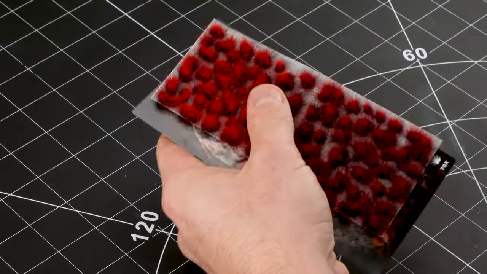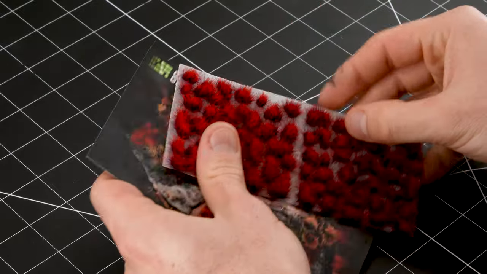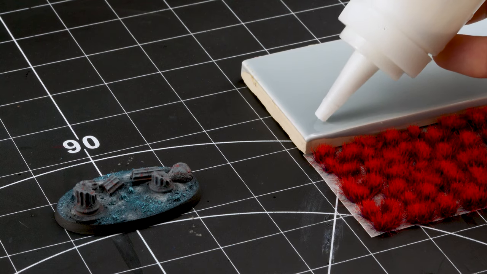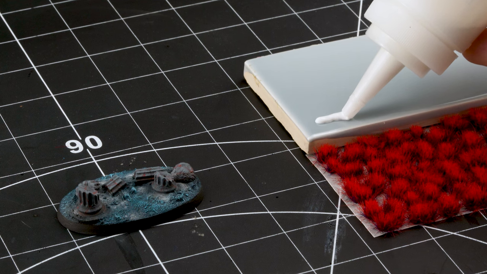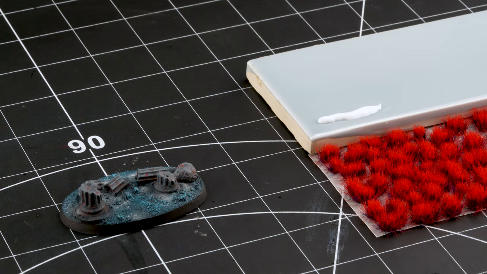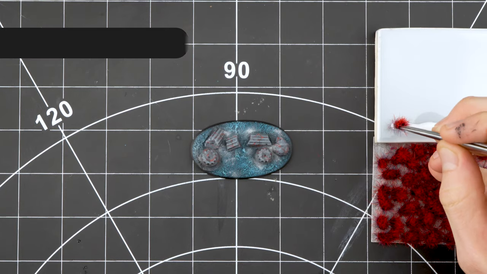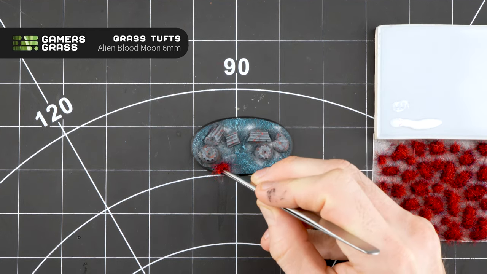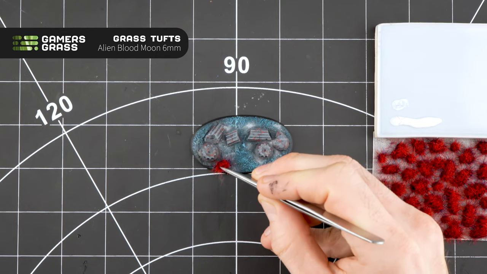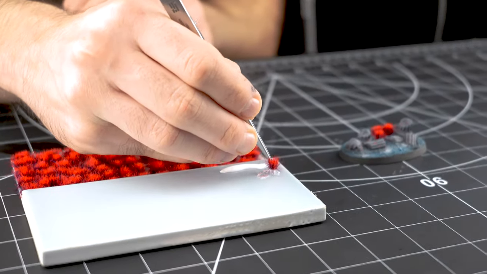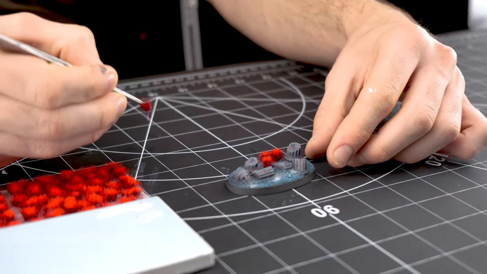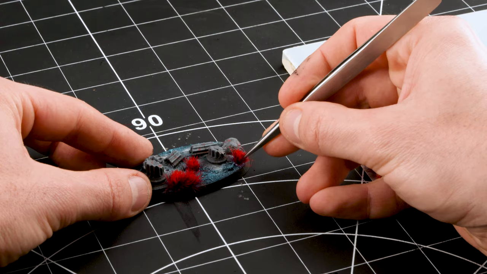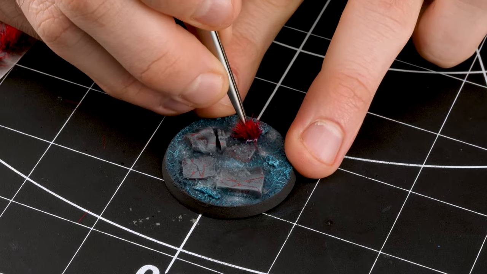We start by adding a few alien blood moon grass tufts. For a more solid fix, you can glue them using a bit of PVA glue. A pair of tweezers can help you pick up and place the tufts. Their vivid color will richly complement the red in the marble, while also making the whole scene more vibrant.